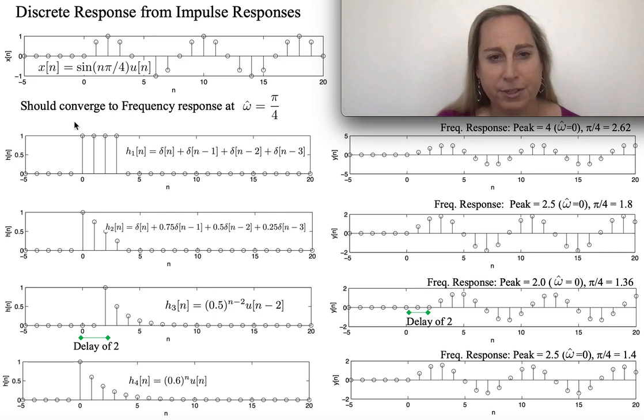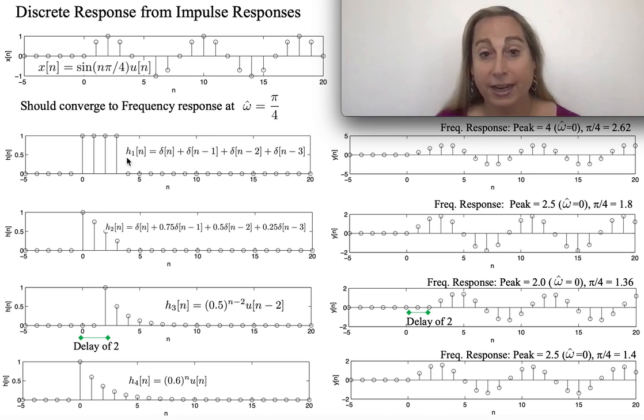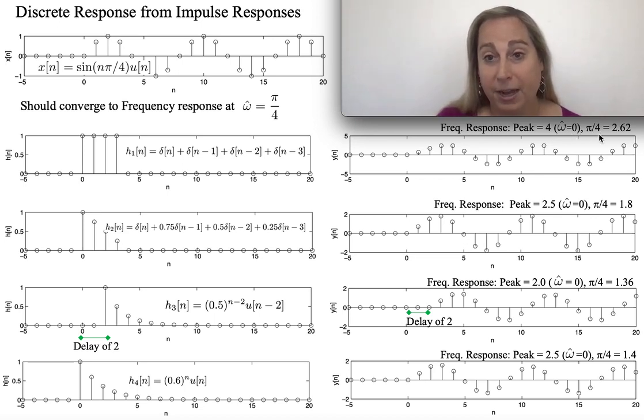Start off with the first one. This is a boxcar filter. H1 has got 4 deltas, right? It's 1, 2, 3, 4. And I say, now what would I see if I looked at this response? Well, there is a frequency response to this. At frequency omega equals 0, the peak is going to be 4. At pi over 4, it's going to be about 2.62 or so.